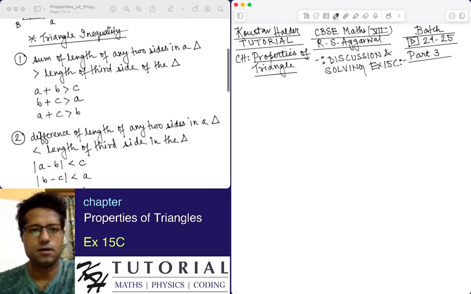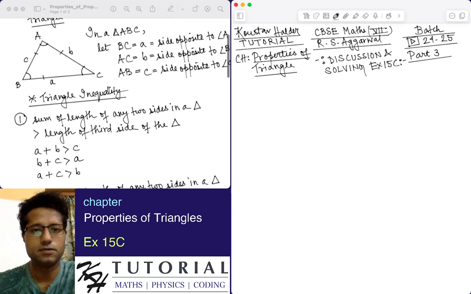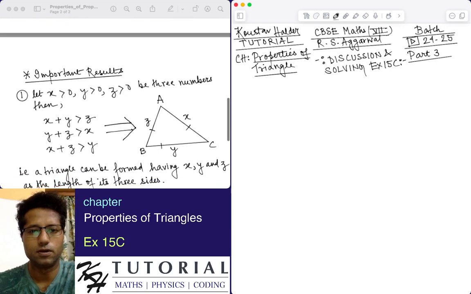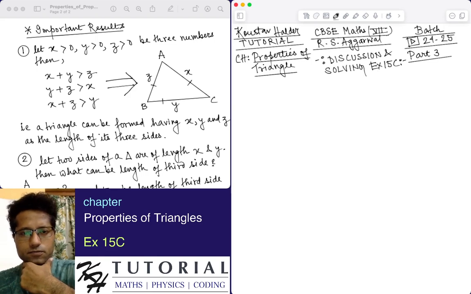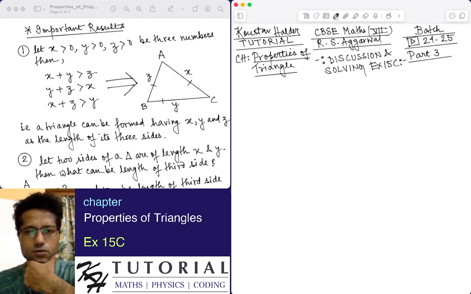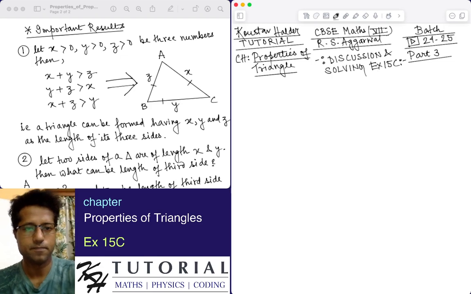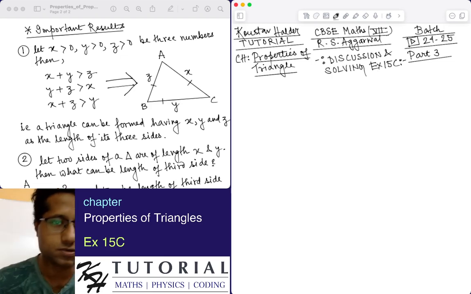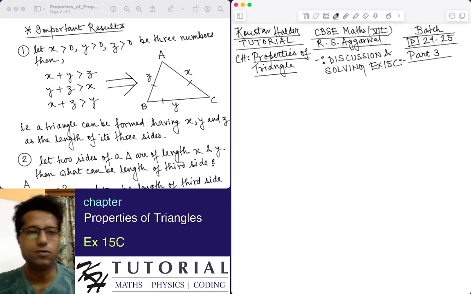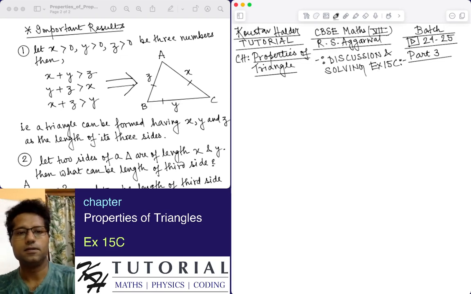Now, based on these triangle inequalities, we have some important results. Number one is that if we have three positive numbers x, y, z, that is x greater than 0, y greater than 0, and z greater than 0, and if three conditions hold, that is x plus y is greater than z, and y plus z is greater than x, and x plus z is greater than y. That is, if we are given three positive numbers x, y, z, and the sum of any two of these numbers is greater than the third number, then we can say that a triangle can be formed.